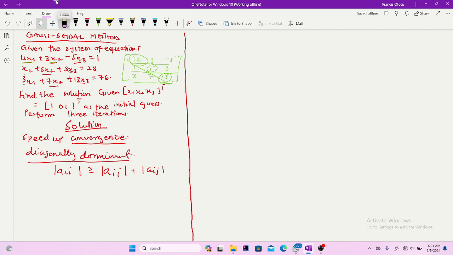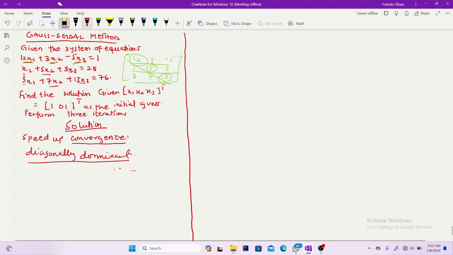So without wasting time, let's go straight to solving our problem. Our equations have already been ordered in diagonally dominant form, right? So I'll simply make x1 the subject from the first equation. My x1 from the first equation will be equal to 1 minus 3x2 plus 5x3, all over the coefficient of x1, which is 12.